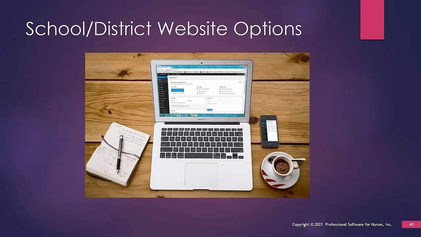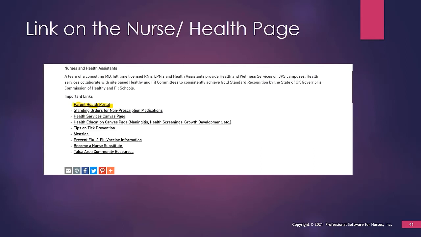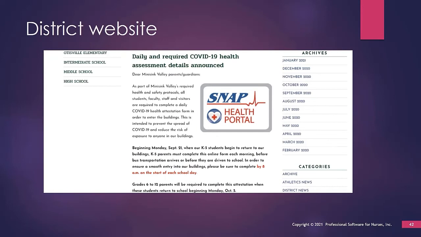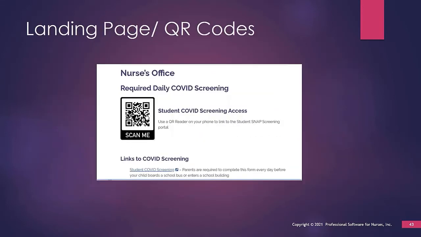Let's review some options for the school or district website. A link on the nurses page is always very helpful. Some have given it a prominent spot on the front page of the district website overall, where it can't be missed. While other districts have been able to allocate a special landing page that can be used for the portal or a QR code. This QR code can be listed in multiple places and allows the parents to simply pair up their smartphone to the screen and get to the logon screen quickly.